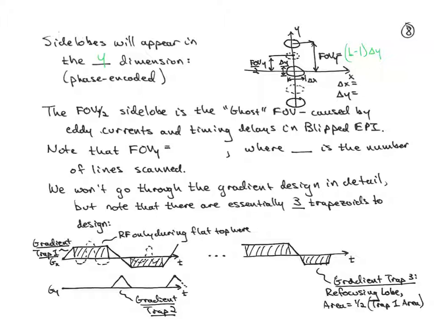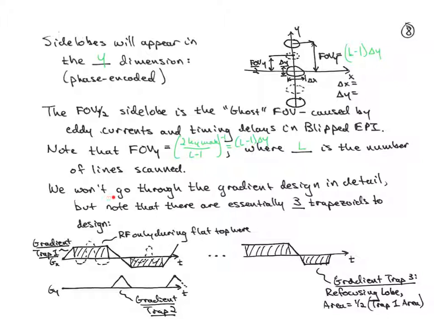And that's given down here as 2 times ky max over L minus 1 inverse, equals L minus 1 times delta y, where L is the number of lines that we scan with the trajectory. There's also a field of view over 2 side lobe that can appear in conventional bipolar blipped echoplanar trajectories, and that's caused by eddy currents and timing delays in the blipped case. And we usually try to calibrate the pulse to suppress that.